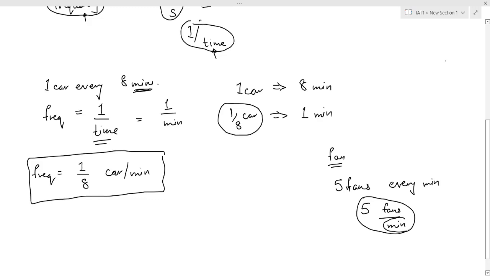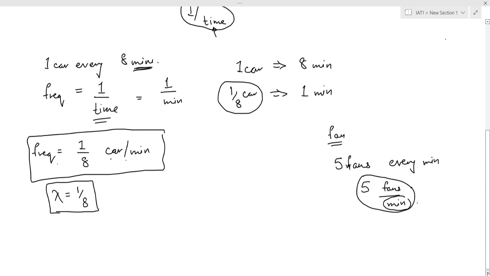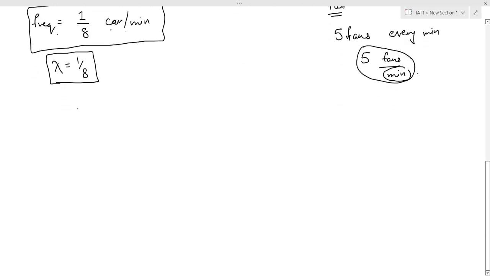So it should be what? It should be something per time. Here it is cars per time. Here it is fans per time, right? So this is going to be your frequency. Now for frequency, what is the symbol we use? We use lambda. So lambda is going to be 1 by 8. So this is our frequency. Now we know the frequency, so we can use it to find the probability.